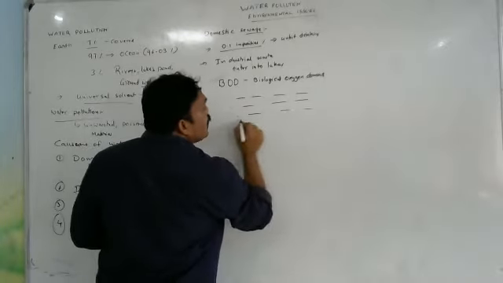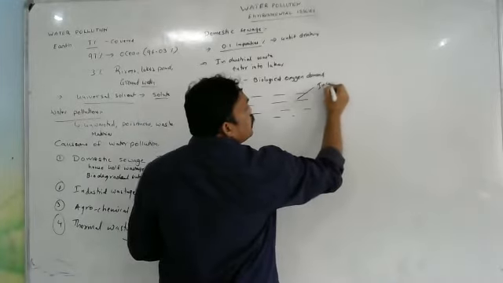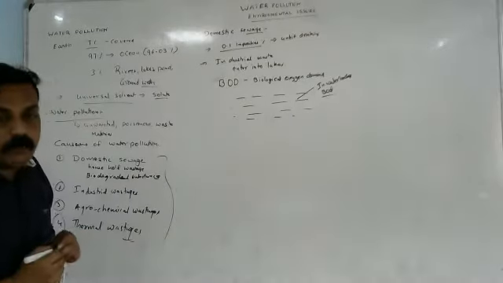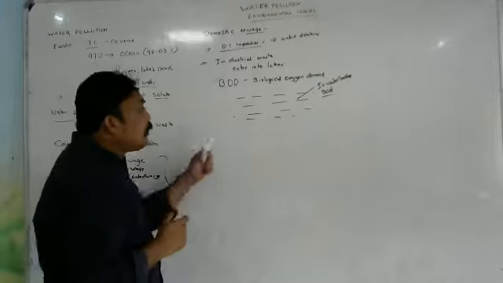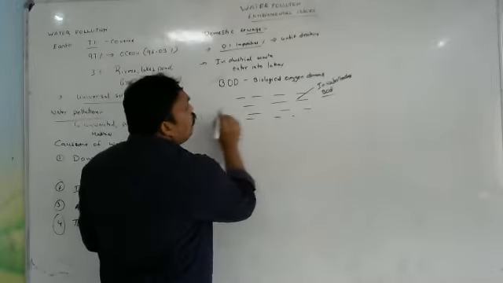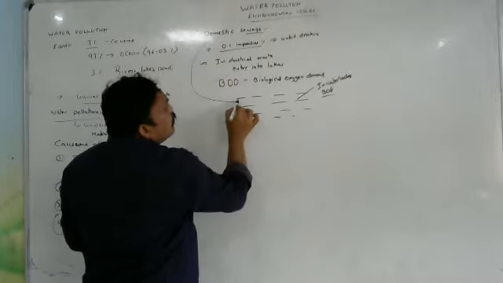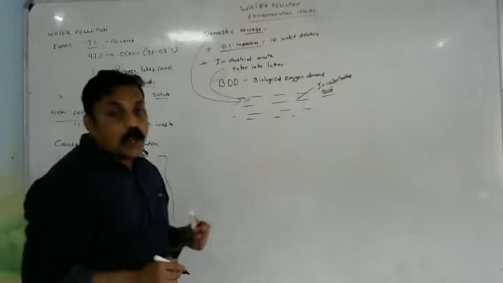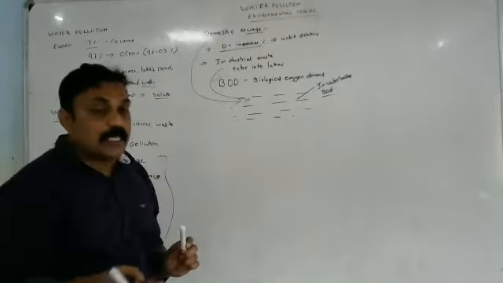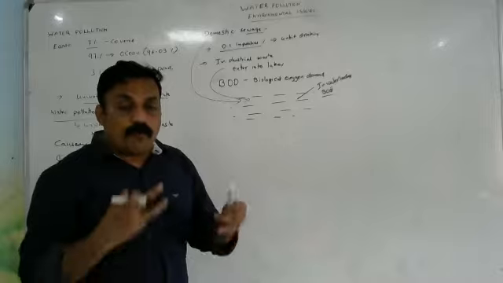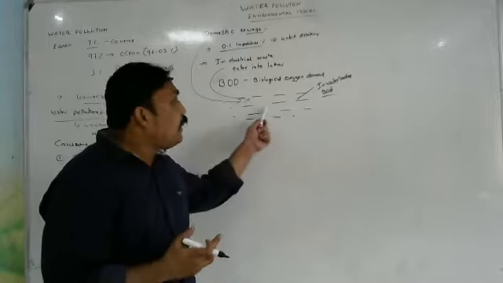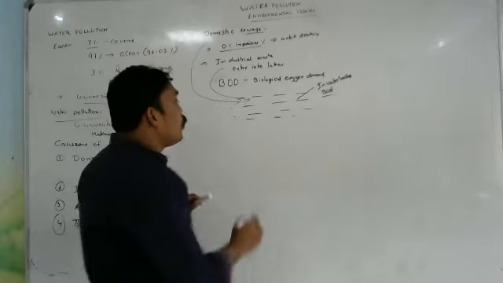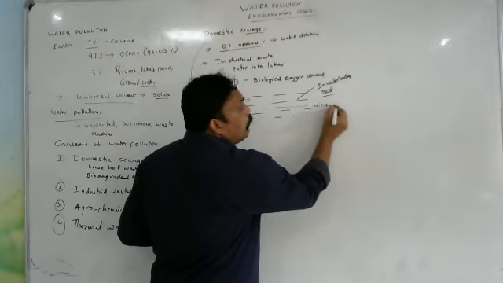In lakes, ponds and rivers, in water bodies, the biological oxygen demand is increased. Why? Because when domestic sewages and industrial sewages enter into the water, for example onion peels, fruit peels, waste food and other biodegradable substances, the water becomes polluted and contaminated. Those biodegradable substances are degraded by microorganisms. So what are the microorganisms doing? The microorganisms start from what?